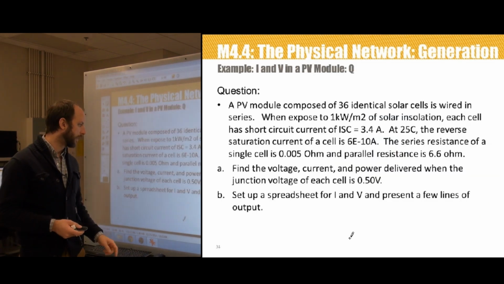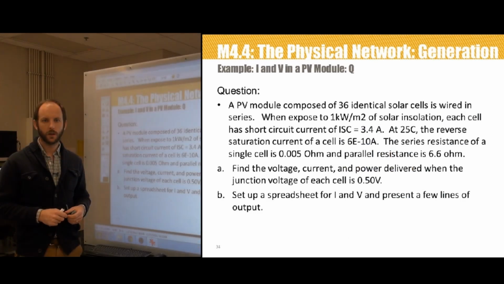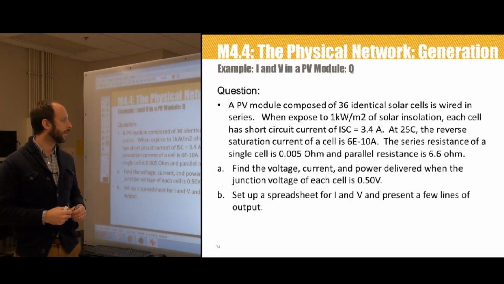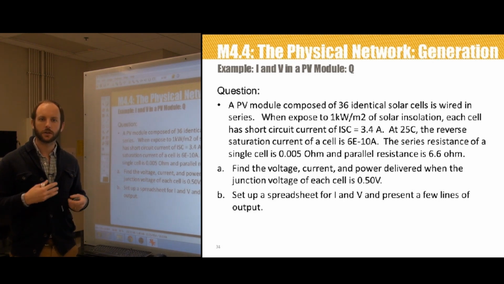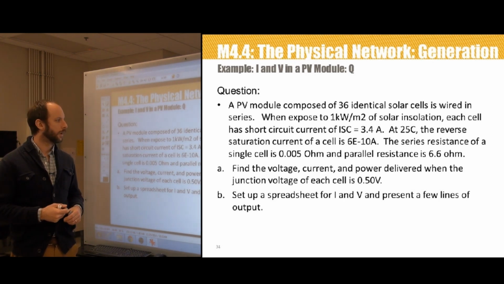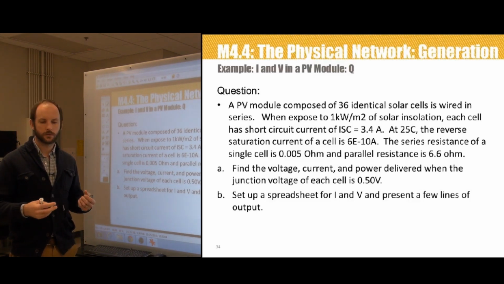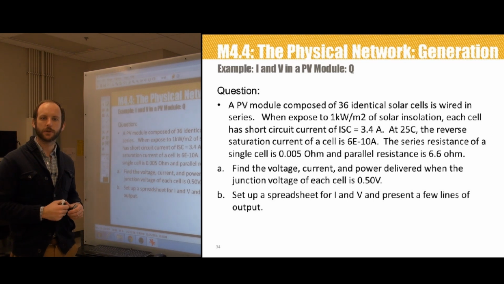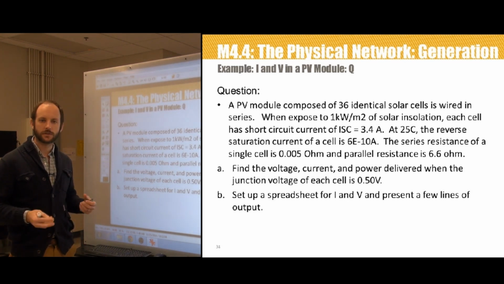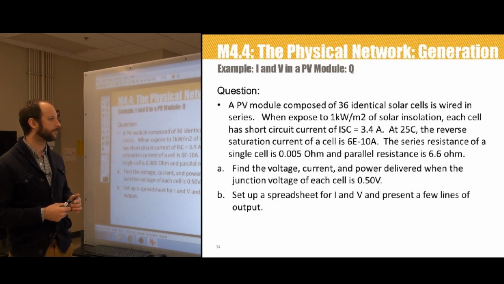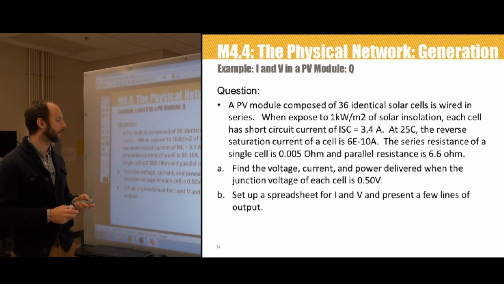So now let's apply that. Let's apply the idea of the modules and the solar insolation and the Shockley equation. Let's combine it all together into an example using PV cells connected in modules. So we've got a PV module, and it's composed of 36 identical solar cells. These cells have been wired in series.